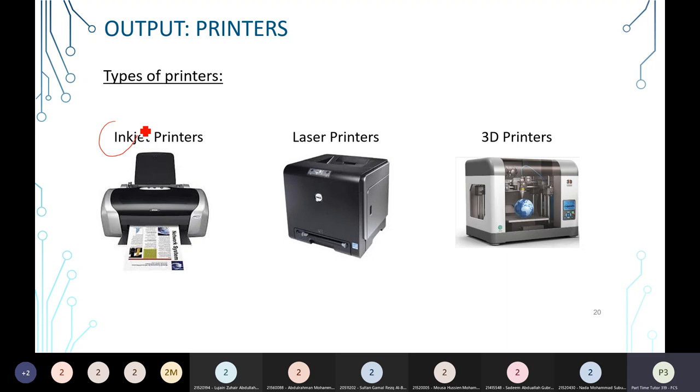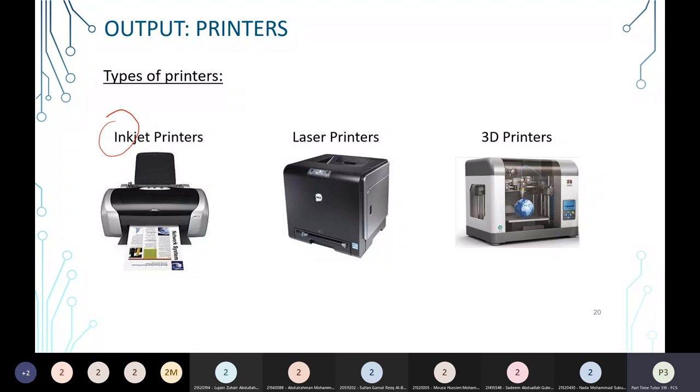So this is the inkjet printer. It uses ink. We also have a laser printer. A laser printer is used to print a huge amount of documents. It uses a laser technique to print documents. It's faster.